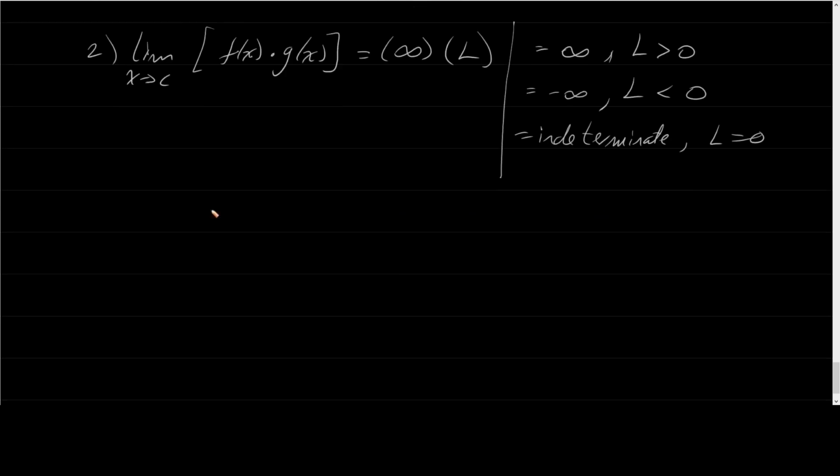3. If we have the limit of the quotient, the limit as x approaches C of g of x over f of x, well, this is going to be L over infinity, all right? And L over infinity goes to 0 because it's a specific number divided by a huge number.